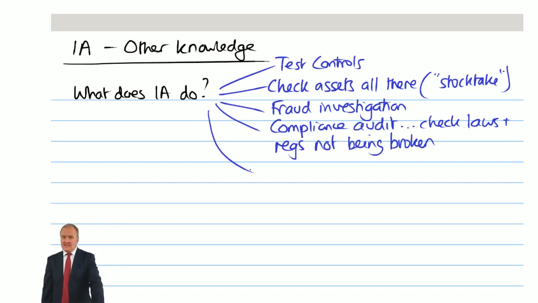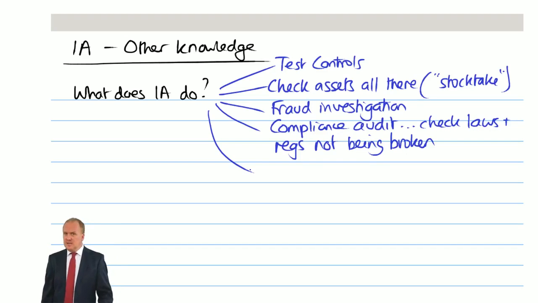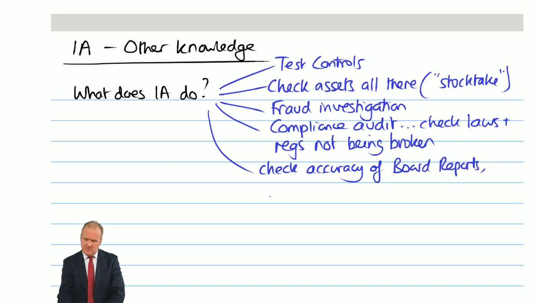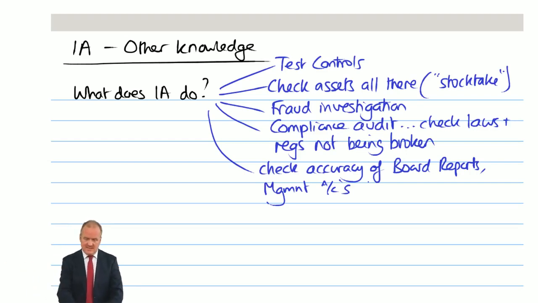When the board are making decisions, they are using internal financial information, management accounts, board reports. If they're making decisions on those numbers, I hope those numbers are right. Why not get internal audit to check the accuracy of board reports, management accounts, in other words, the internal accounting information, not the external, because the external auditors check the financial statements, but the internal stuff.